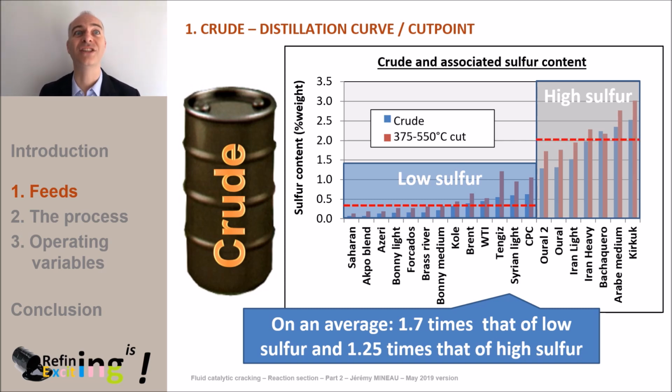The sulfur content has a direct impact on the sulfur content of the FCC product, but also on the SOx concentration in the flue gas leaving the regenerator and then released to the atmosphere.